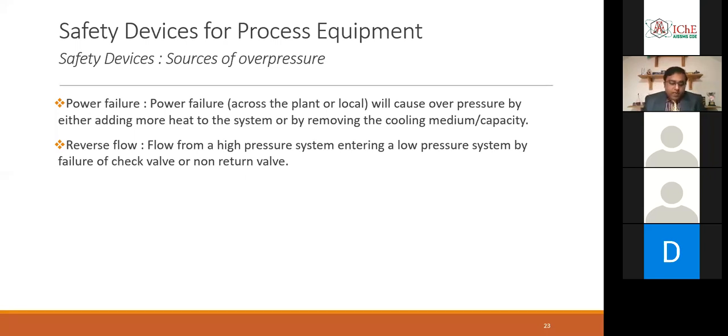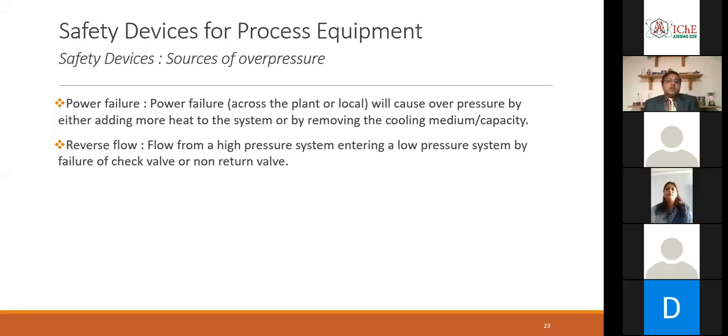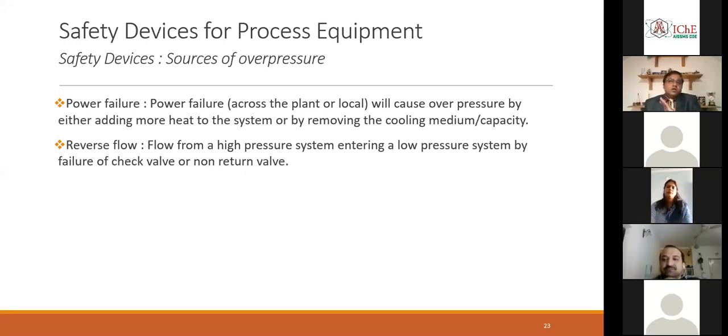Reverse flow. So sometimes two systems are interconnected to one another through jump overs or lines, and the reverse flow is protected by putting some check valve in the line. But in our safety world, we never consider a check valve or non-returning valve to be a safety provision. We always consider that the check valve has failed or it has been installed in the wrong direction. So wherever there is a check valve, it simply adds to the overpressure scenario.